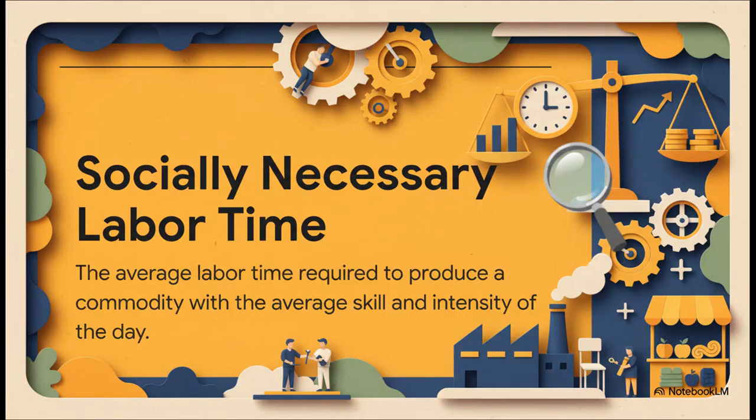And this is a super important point. A thing's value isn't based on how long it took some really slow worker to make it. No way. It's based on the average time it takes with the usual technology, the normal skill level, the average intensity of work at that time. The market doesn't care if you're inefficient. It only recognizes the socially necessary amount of labor.